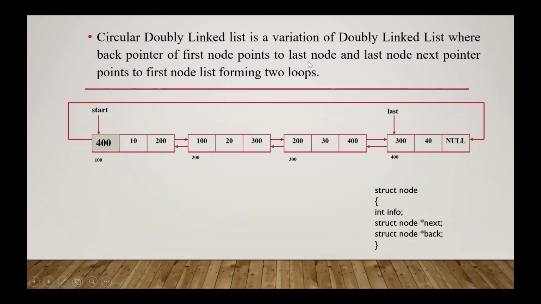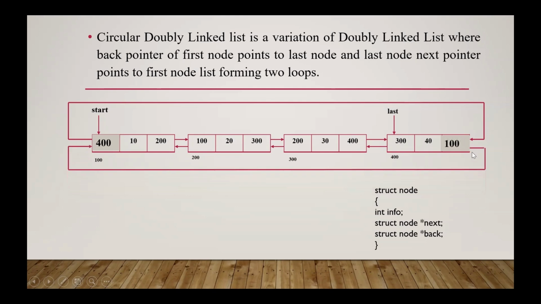Then the last node's next. What is the last node? This is the last node. Last node next is right now null. But if you go for circular double, it means pointing to the first node. First node address is what? 100. Now it stores the value of the 100 address. Then what happened? We are forming two loops. This is one loop, this is another loop. So we call this a circular doubly linked list.